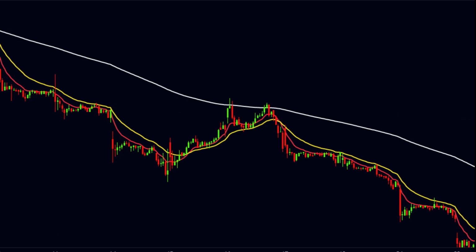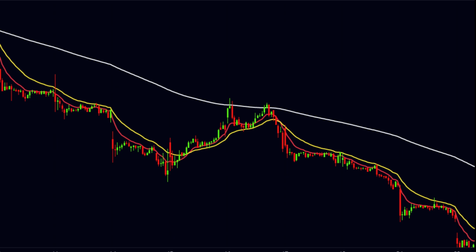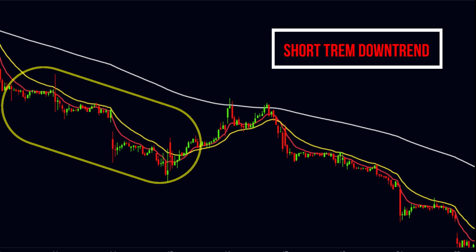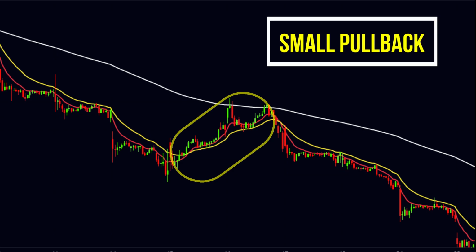As you can see here, the price is below the 150 EMA, so the price is in long-term downtrend. Here the price is below the 9 EMA and 21 EMA, thus the price is in short-term downtrend also. Now just find at which area the pullback occurs. You can see here, the price is above the 9 EMA and 21 EMA, but it is below the 150 EMA, thus this is our small pullback.